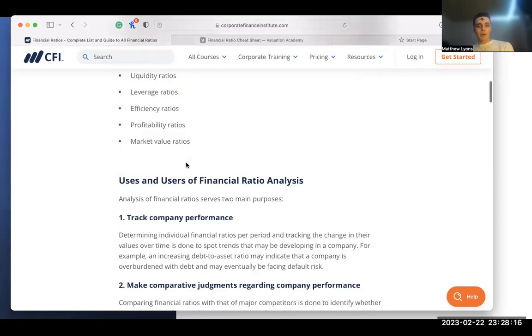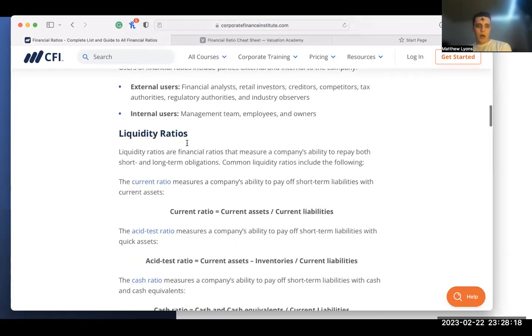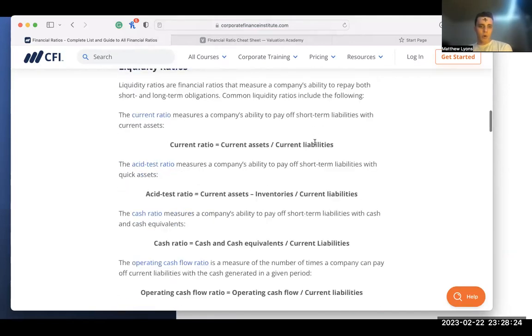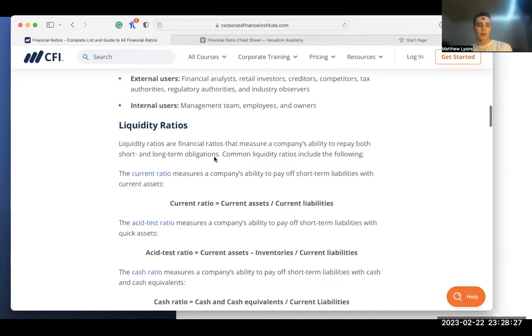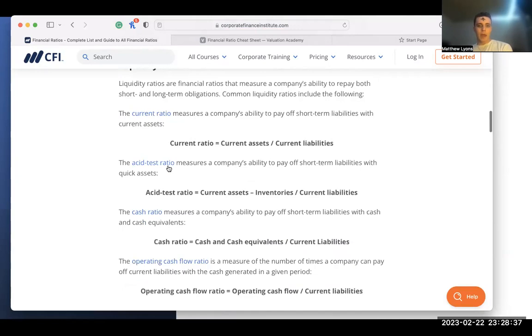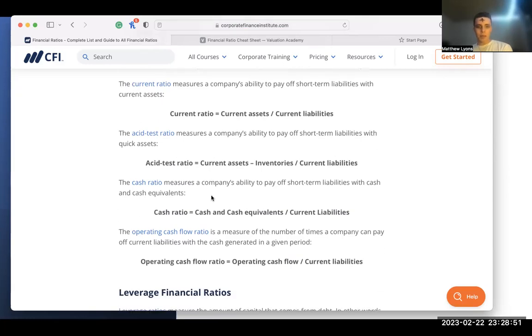I like this website better than the other one that I'll show you because it breaks it up into categories, more than just the 4 categories I'm going to cover. But it also gives you a nice description of what we're going to be talking about today. So our current ratio measures a company's ability to pay off short-term liabilities with current assets. Okay, that's pretty simple. We just talked about that. The acid test ratio measures a company's ability to pay off short-term liabilities with quick assets. Notice the difference here. They say quick instead of current. It gives you the ratio here. Cash, same thing. Pay off short-term liabilities with cash and cash equivalents.